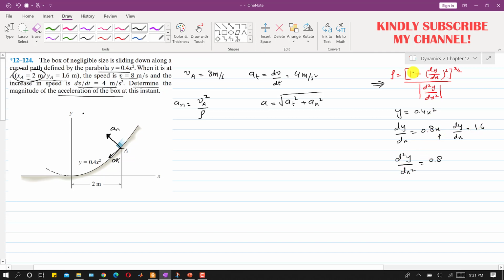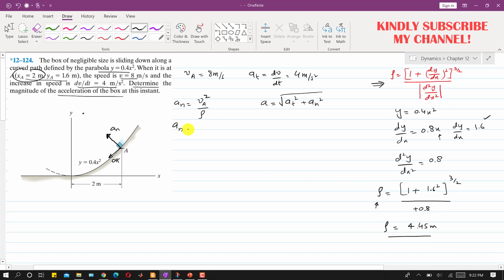Now we can substitute both of these values in this formula. So rho equals 1 plus dy by dx whole square, so this is 1.6 square, to the power 3 by 2, divided by the absolute value of 0.8. We always take it positive. If this was negative, we would still need to take it positive, since the radius of the curvature is a distance, so it will always be positive. So this gives us the radius of curvature equals 4.45 meters.